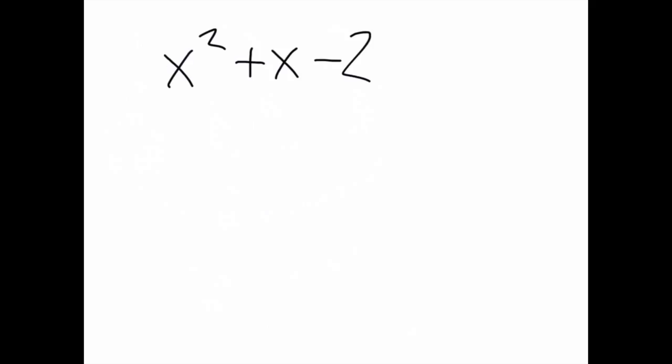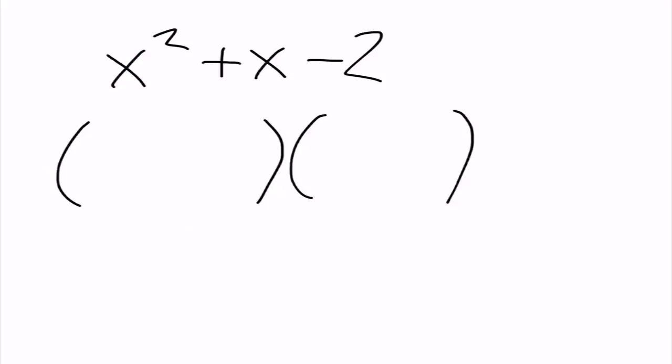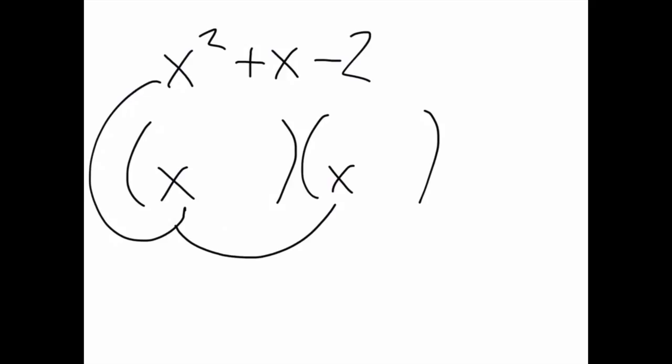Let's look at a different expression. x squared plus x minus 2. Here we do see a plus sign, but we also see a minus sign. We're going to start again with the two sets of parentheses. We're going to need to multiply two things to get x squared. So we're going to use x and x again. We can check it, see if it works.